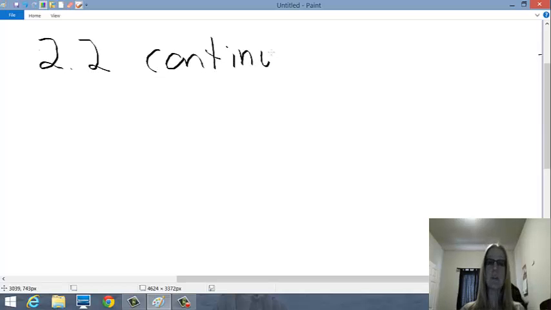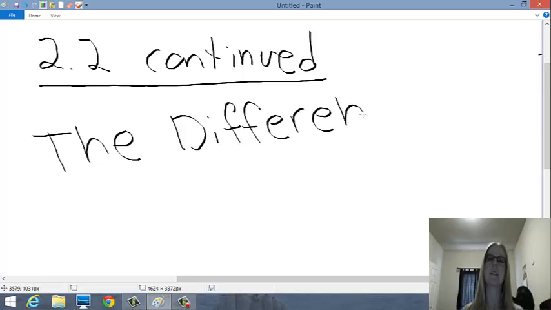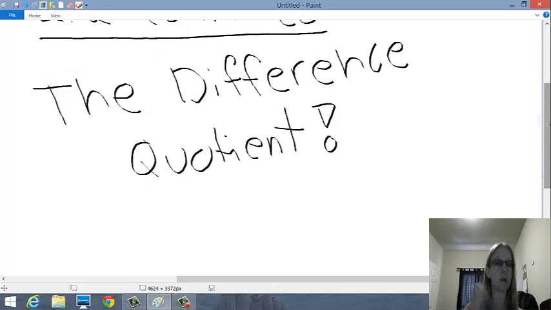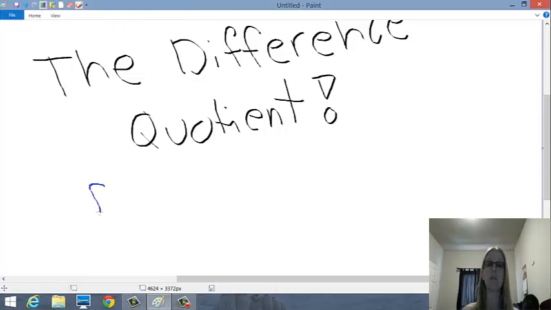Okay, so here is 2.2 continue. 2.2 is the algebra of functions. Today we're going to talk about the difference quotient. All right, so I'll give you the formula for the difference quotient, and this is exactly what it is. Quotient means division, difference means subtraction. So this is a formula that has a little bit of both.